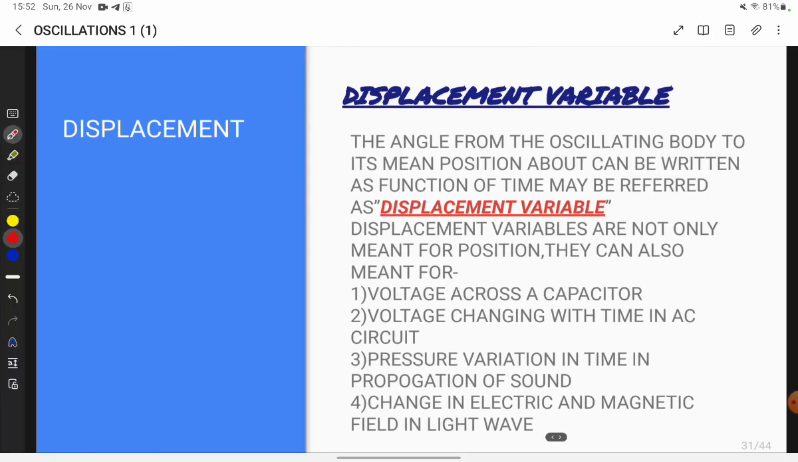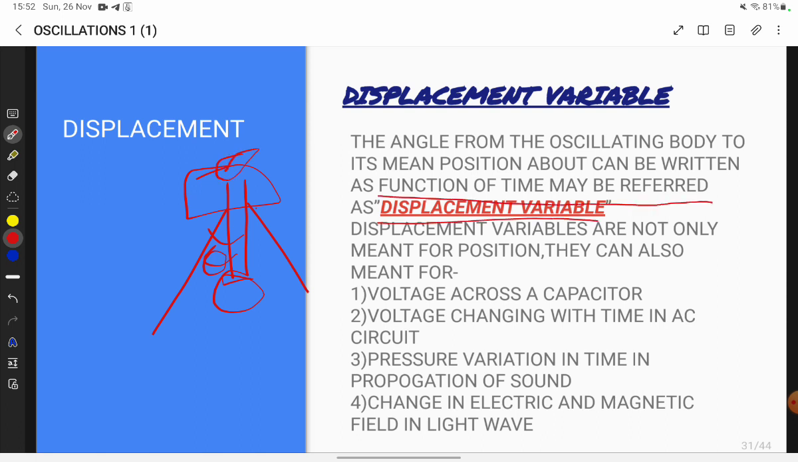Next, displacement variable. So what is a displacement variable? The angle of the oscillating body from its mean position can be written as a function of time, and may be referred to as a displacement variable. Meaning a body is oscillating. Let me explain. This is a wall clock, this is a simple pendulum, this is the bob. So it is oscillating about an angle theta. Then theta from its mean position O can be written as a function of time, f of t. Thus we can say it is a displacement variable.